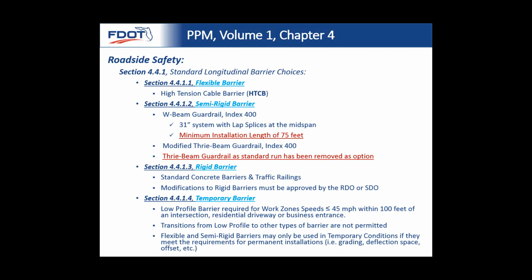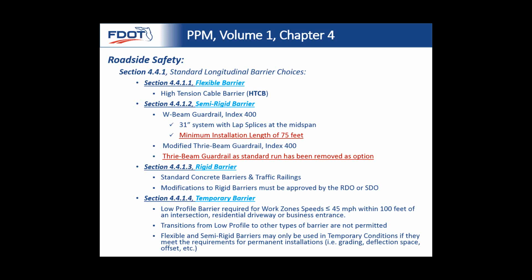Also, the modified tri-beam guardrail, which is still part of our standard. One thing I will highlight is that as a standard longitudinal barrier option, FDOT has removed tri-beam guardrail as a standard run. You'll still see tri-beam panels used in bridge transitions or as our metal traffic railing on bridges like we use for retrofits, but as a standard run of roadside guardrail, tri-beam will no longer be an option.